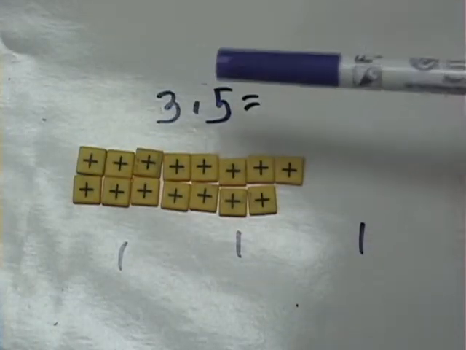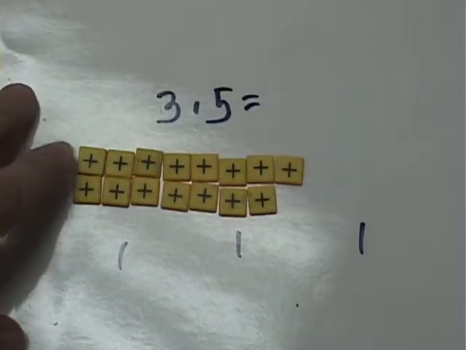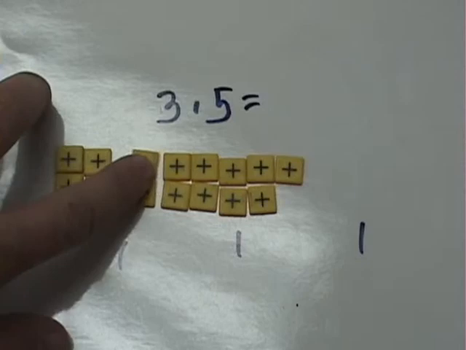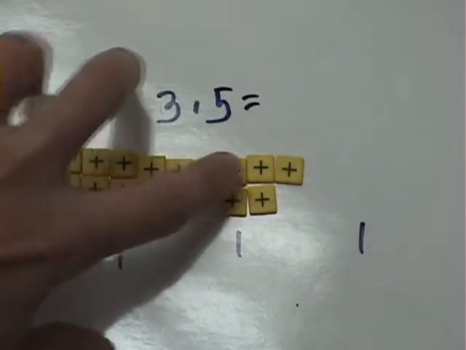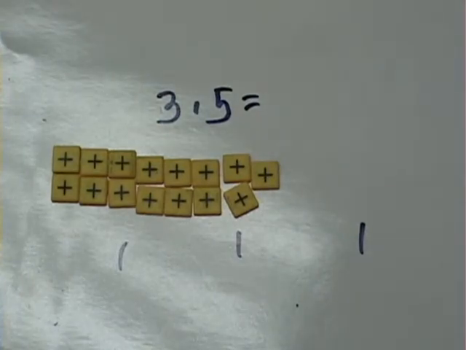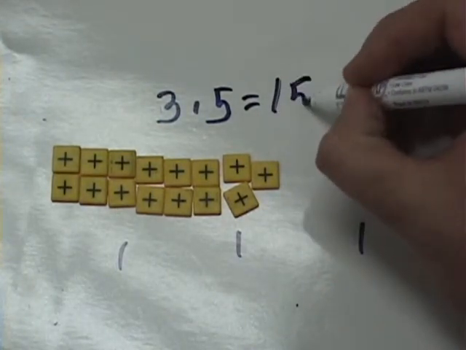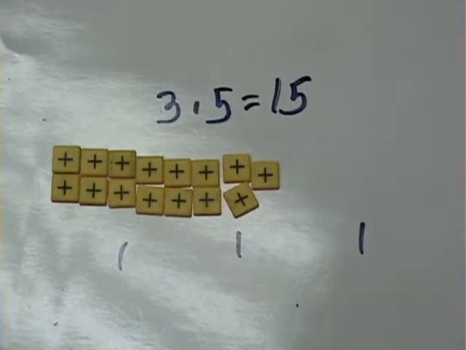And then count how many tiles they have. So 3 times 5 would just be 2, 4, 6, 8, 10, 12, 14, and 1. And so we can use the tiles to show that 3 groups of 5 will be 15.